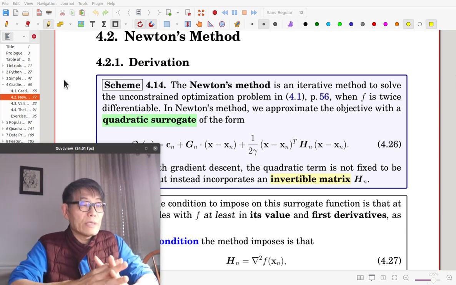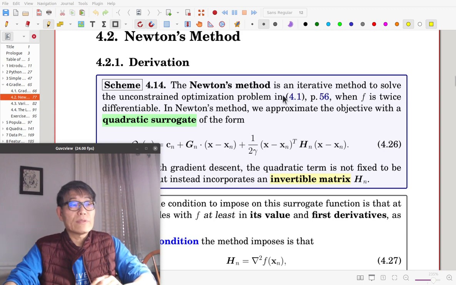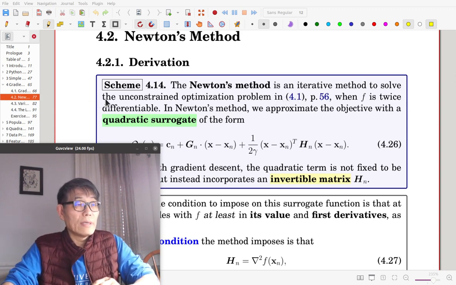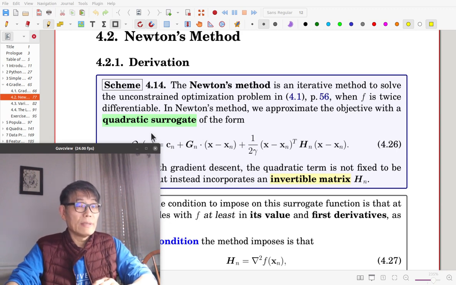It is section 4.2, Newton's method. Newton's method is an iterative method to solve the unconstrained optimization problem when the function is twice differentiable. The method can be derived by using the surrogate minimization.